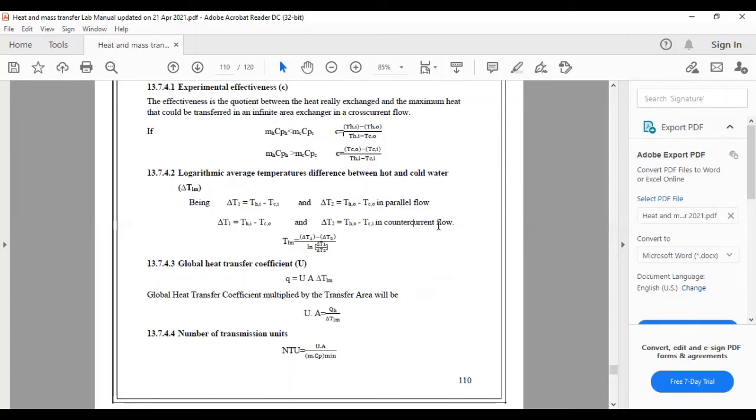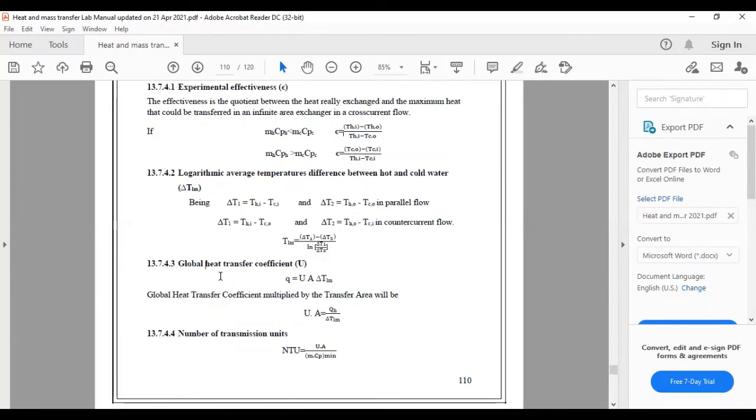And if it is counter flow, then you will use for delta T1 Thi minus Tco, and for delta T2 Tho minus Tci. So whatsoever will be the case, we will use the value. This is delta TLM, which is delta T1 minus delta T2, which we already have calculated, divided by log of delta T1 over delta T2. So we will get this value.